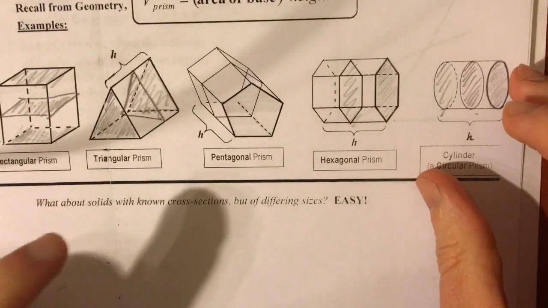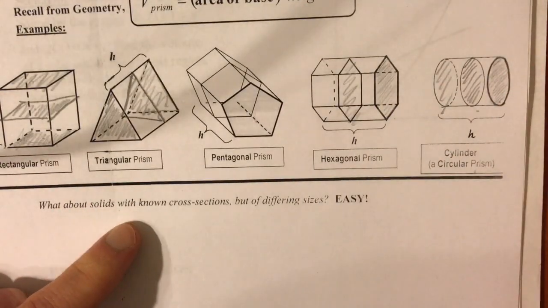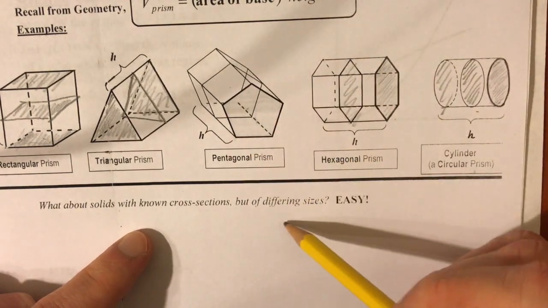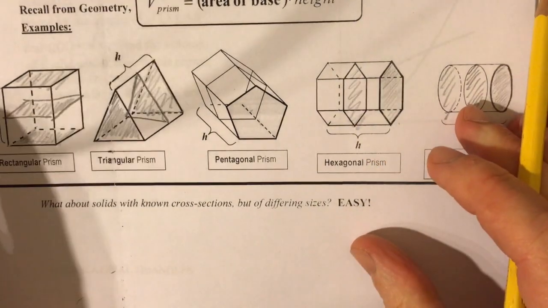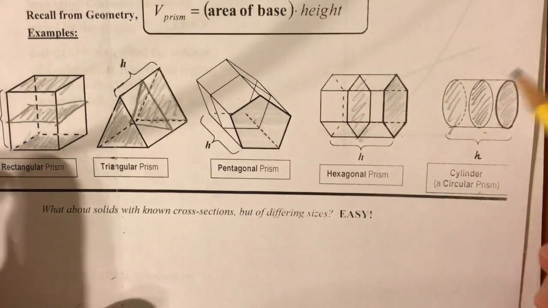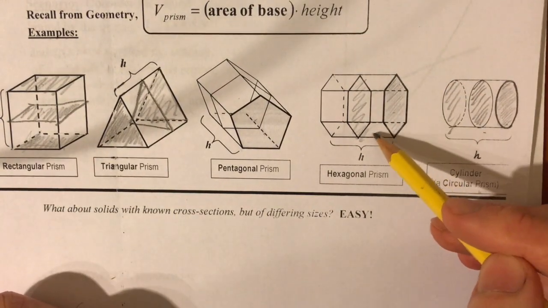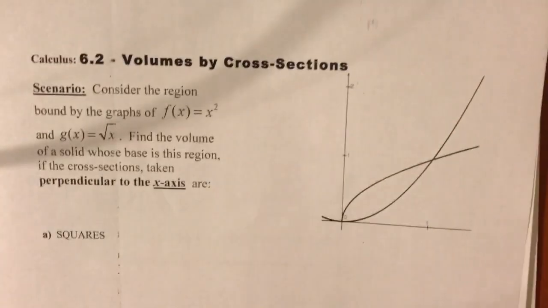So now what we're talking about is, what if we have a solid where we know the shape of the cross-section, except that all the cross-sections are different sizes, unlike these? And that's what we're going to use calculus for, but it's that same idea: if we know the area of the cross-section, can we just add up all those cross-sections? And so here's what the wording looks like.